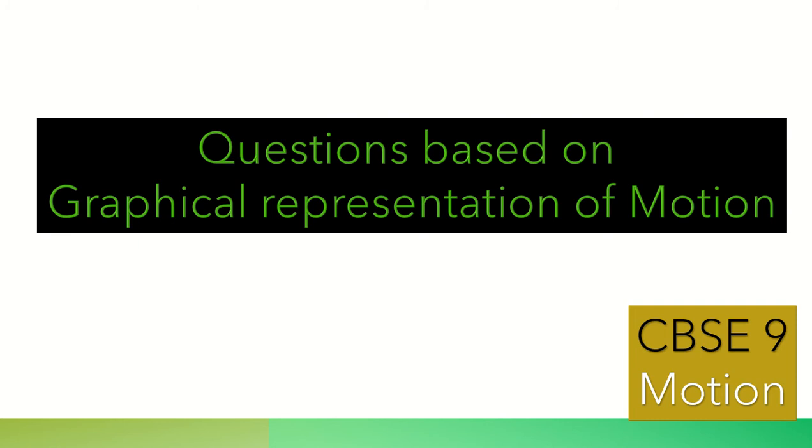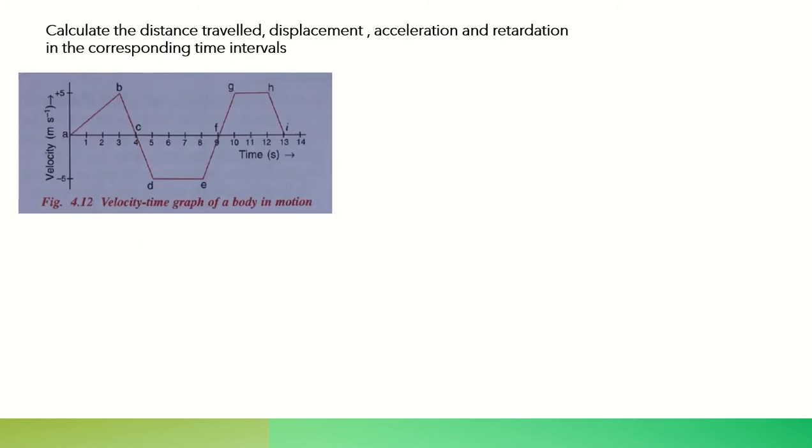So let's start solving the questions. We have a graph given here. It's a velocity time graph. You have to calculate the distance traveled, displacement, acceleration and retardation in the corresponding time intervals.